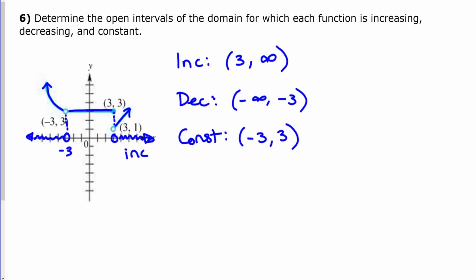Now, some of you may wonder why I didn't include the positive 3 in increasing and decreasing and constant. Just use open intervals. I've actually seen different textbooks answer these questions differently. And I just adopt the convention of always answering with open intervals because in the end it doesn't really make a whole lot of difference.